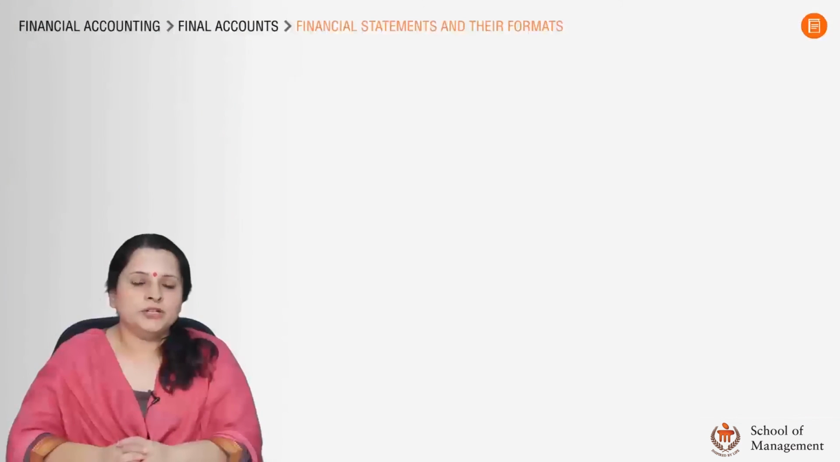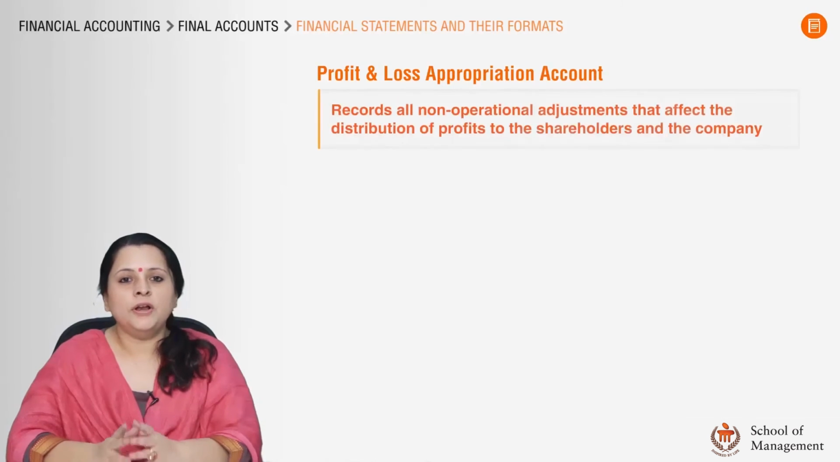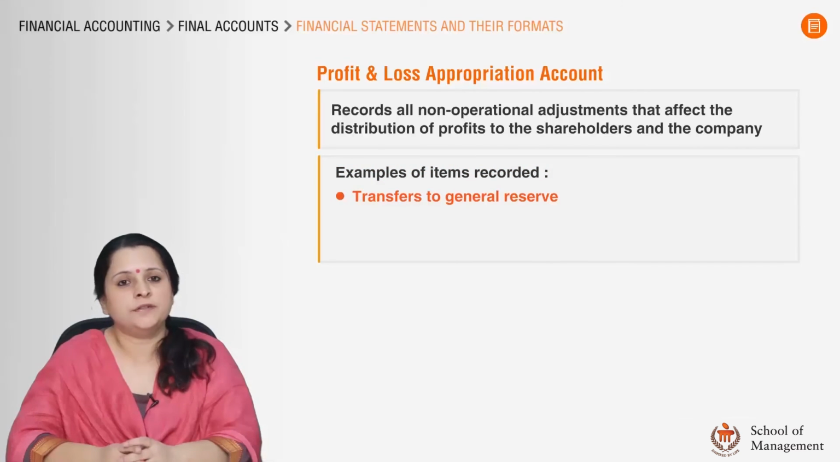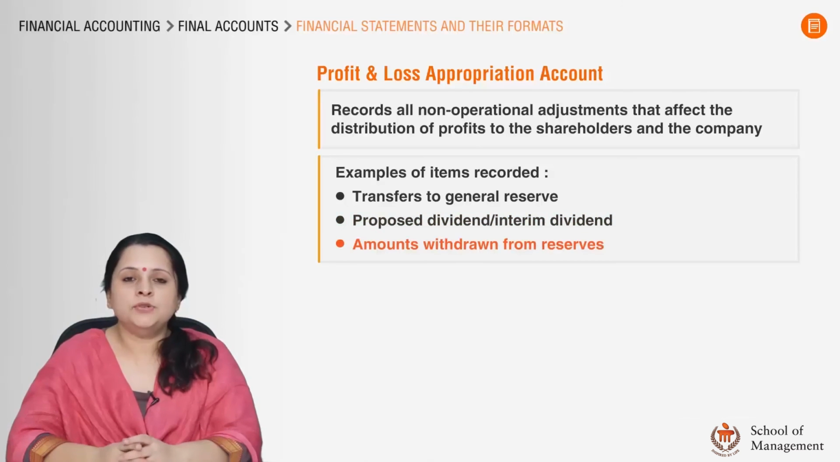Now, one other financial statement that is prepared by companies is what is known as the profit and loss appropriation account. In this account, all non-operational adjustments that affect the distribution of profits to the shareholders and the company are recorded. Some of the items that are recorded in this account are any transfers to general reserve, proposed dividend, interim dividend, and amount withdrawn from the reserves.